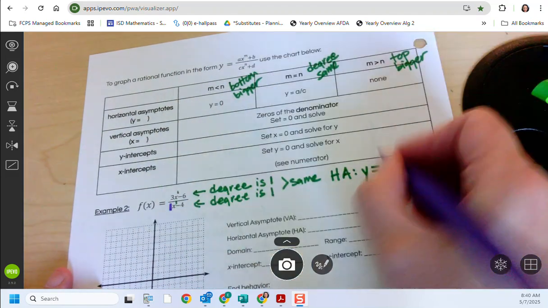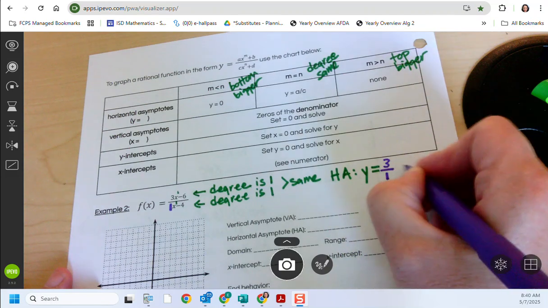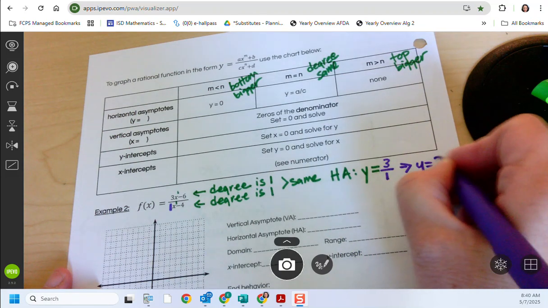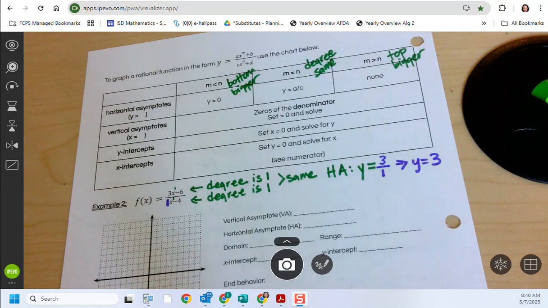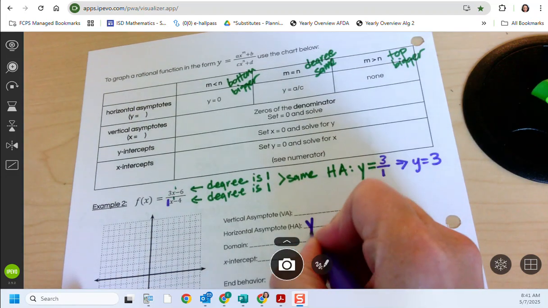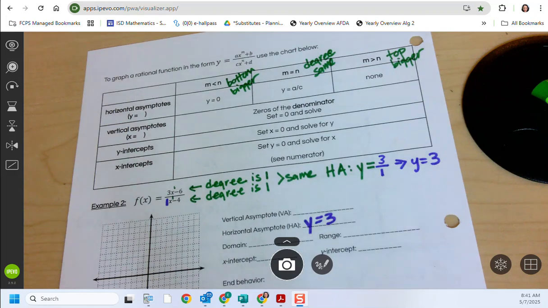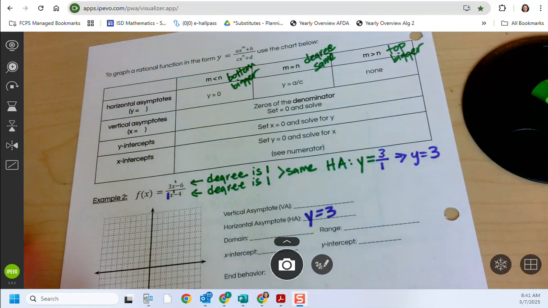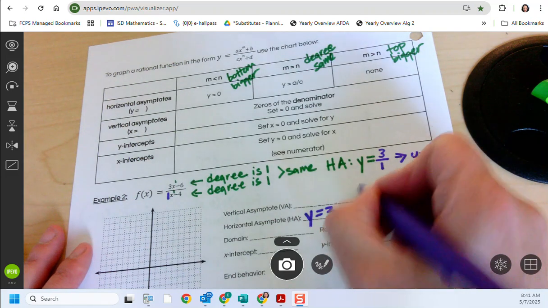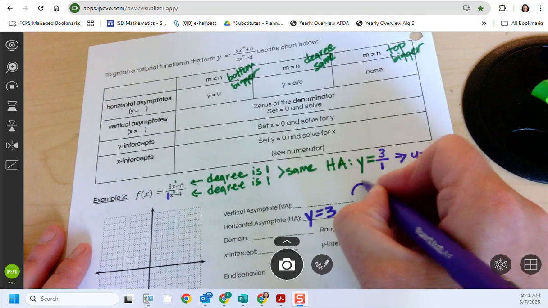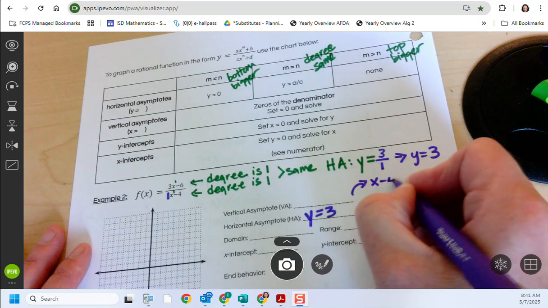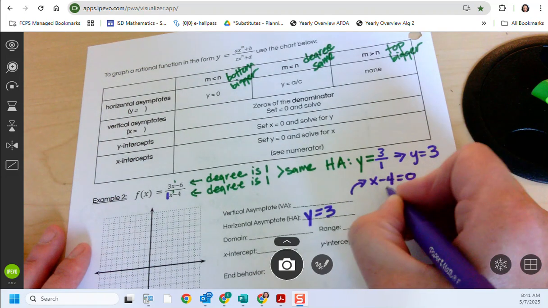3 over 1, which just becomes 3. Okay, your horizontal asymptote is the ratio of your lead coefficients. So that goes here. Your vertical asymptote, you set your denominator equal to 0. So for this one, I'm going to write x minus 4 equals 0, and then I solve it.